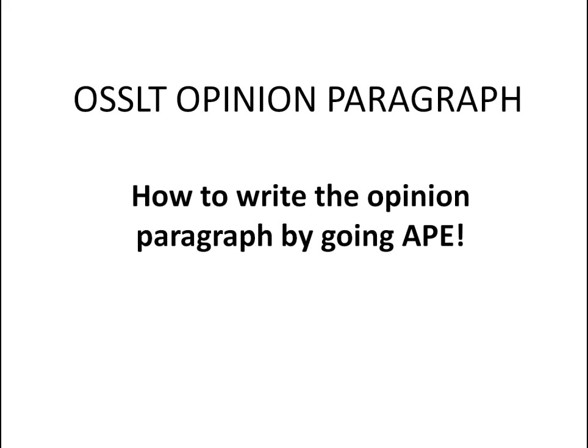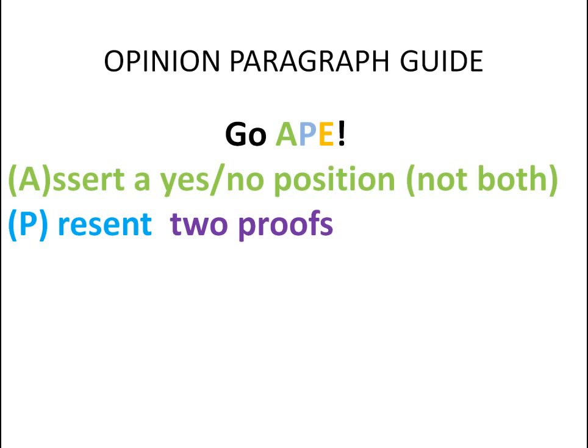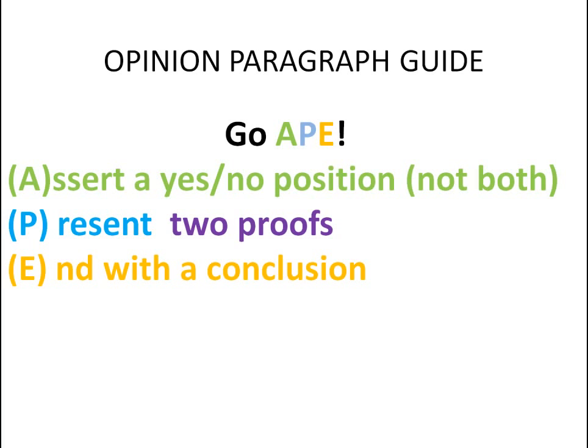Welcome to the OSSLT Opinion Paragraph Preparation Guide. We're going to learn how to write the opinion paragraph by going APE. APE stands for the following. You're going to first assert a yes or no position, but don't do both. Next, you're going to present two proofs that will prove your assertion. And last, you're going to end by using a conclusion.